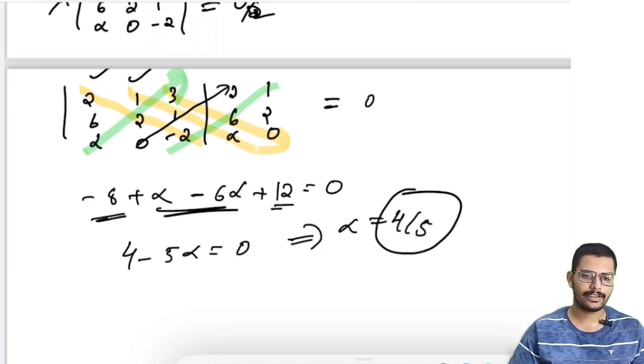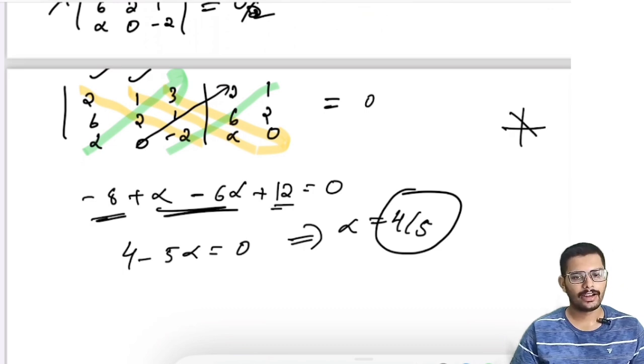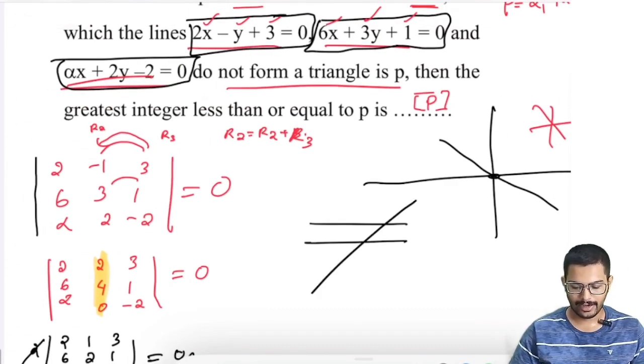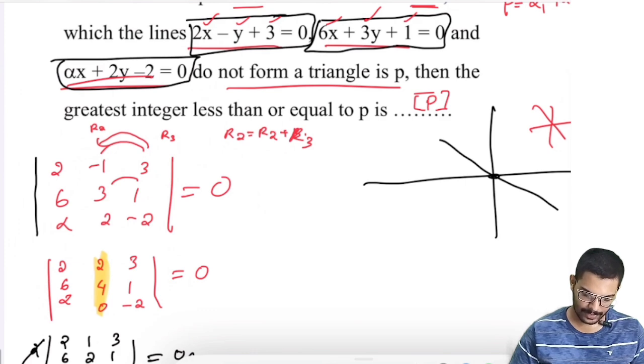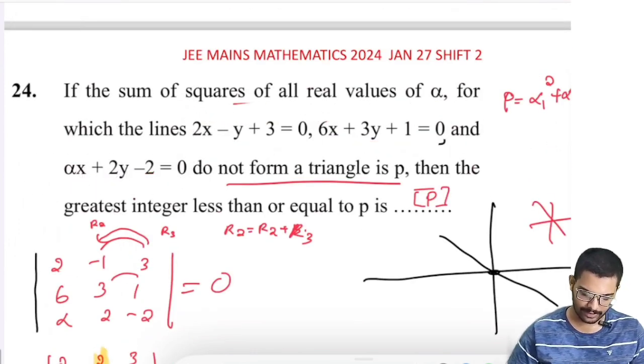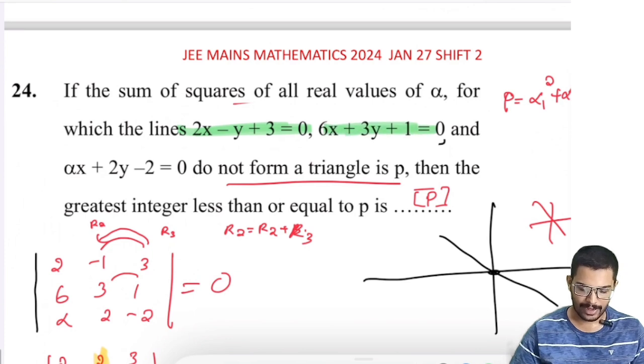This is the one condition, where all three lines are concurrent. Now there is one more possibility: two lines are parallel and one line is not parallel. When you take the ratio of the coefficients, it is clear that these two lines are not parallel, since the ratios won't be the same.